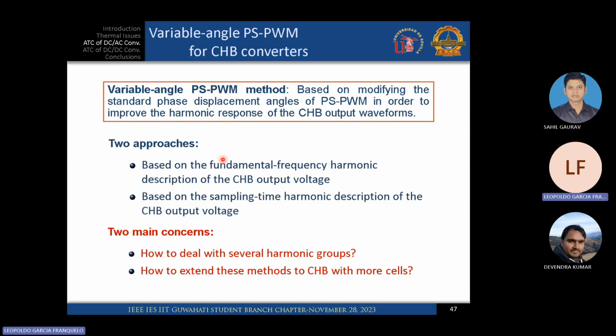Okay, we saw both cases, and the main concept is how to deal with several harmonic groups, because we are working only with one in this case, and how to extend this for more cells. If we have 4 cells, we cannot apply this because there is no analytic solution for that. So how can we cope with all this?